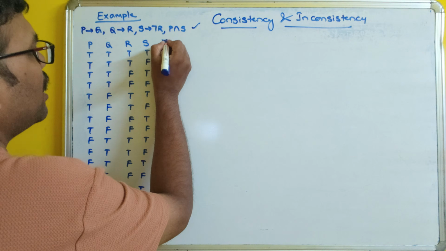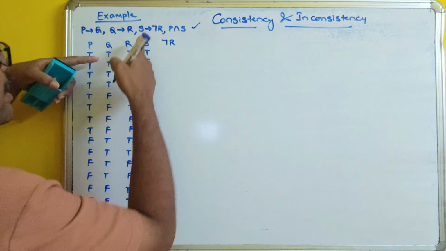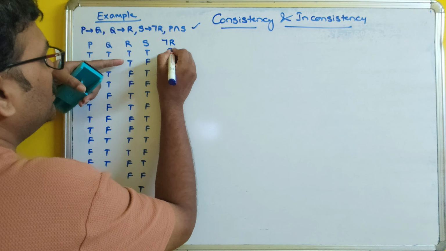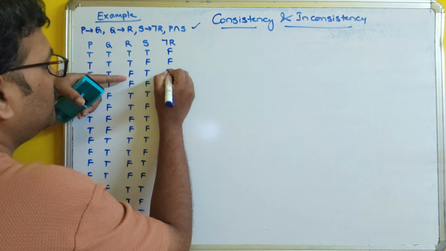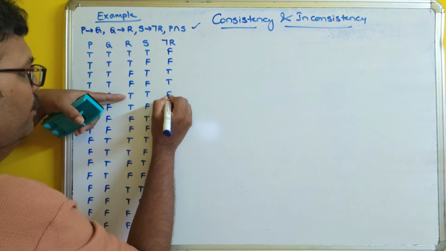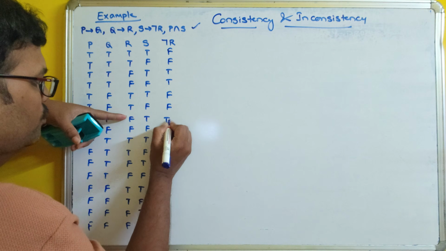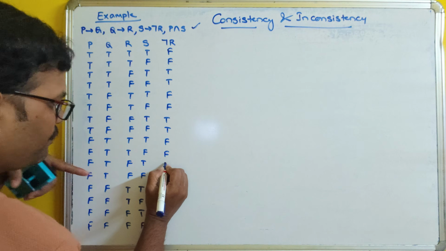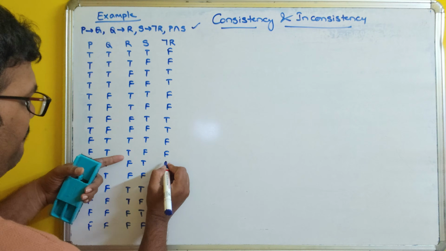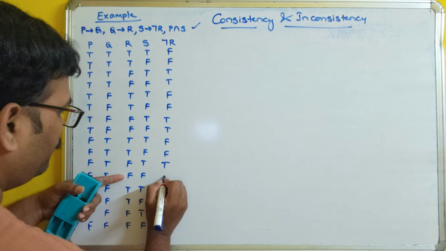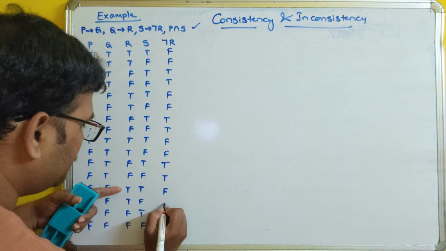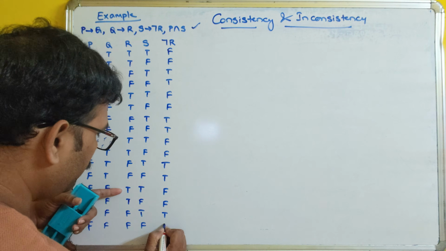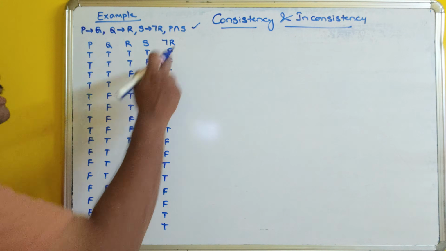So I'll write the negation R here. Then we can write the negation R values: false, false, true, true, false, false, true, true, false, false, true, true, false, false, true, and true. Right? This is the negation R.